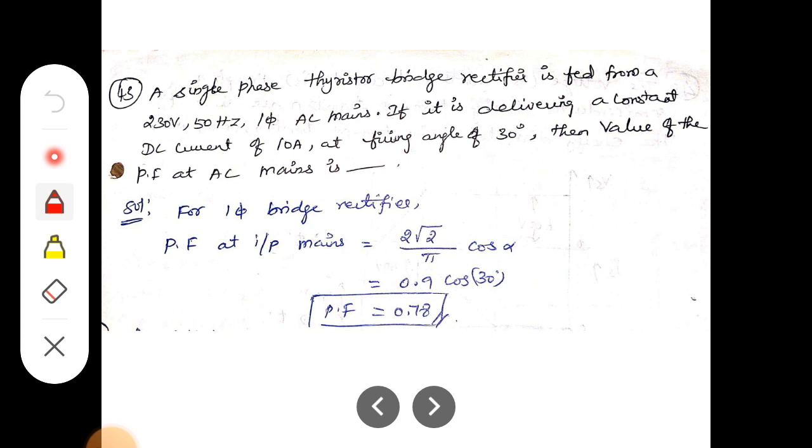For a single phase thyristor bridge rectifier, the power factor formula is 2 root 2 divided by pi into cos alpha. So the constant will be calculated as 0.9. The cos alpha value, they provided a firing angle of 30 degrees. So 0.9 into cos 30. So the power factor is 0.72. So this is the final answer.